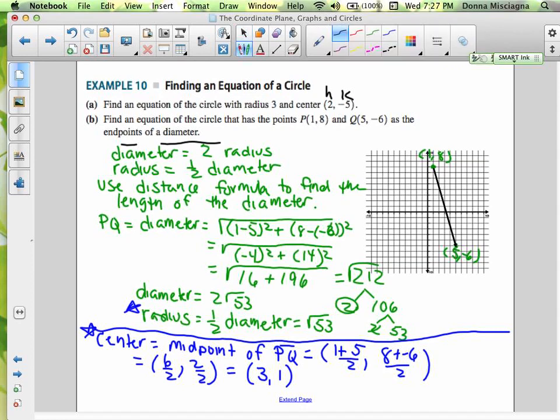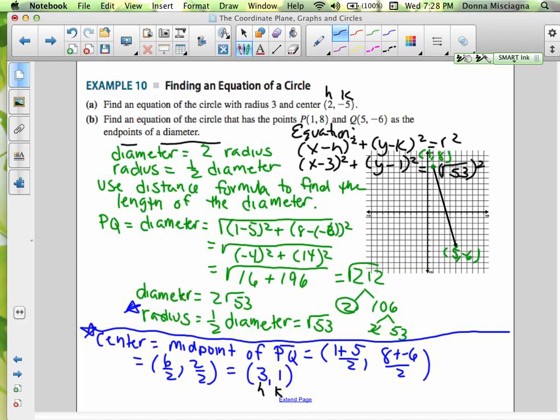So let's write the equation. Remember it's x minus h squared plus y minus k squared equals r squared. So h is 3, k is 1. So this is going to be x minus 3 squared plus y minus 1 squared equals the square root of 53 squared. And if you square a square root, the square and square root cancel. So our final answer is x minus 3 squared plus y minus 1 squared equals 53. So that is the equation of the circle that has points 1, 8 and 5, negative 6 on the circle.